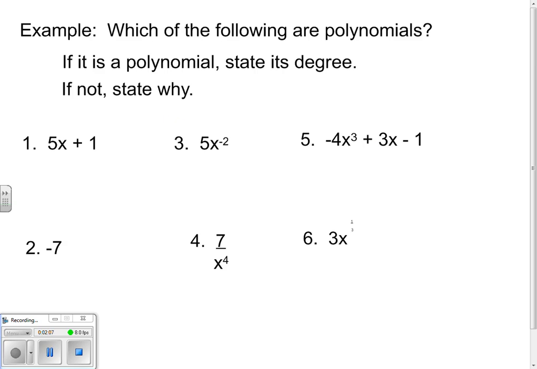So we're going to go through and talk about whether the following are polynomials, and if they are, we'll talk about their degree, and if they're not, we'll say why they're not a polynomial. So number one is a polynomial, because both 5x and 1 are monomials. Adding them together is okay, so this is a yes. The degree is the highest exponent on the letters. The highest exponent on the letter happens to be right by the x, so its degree is 1.